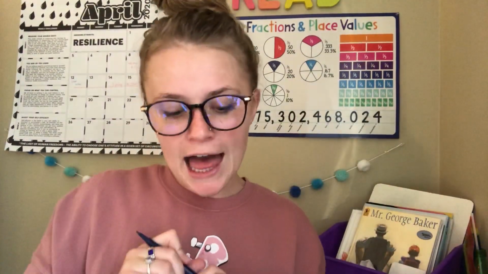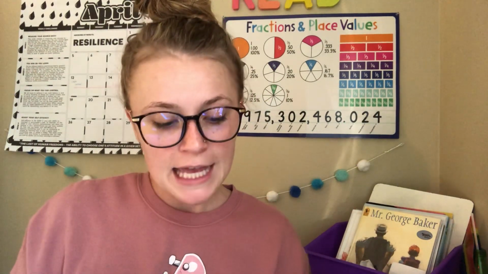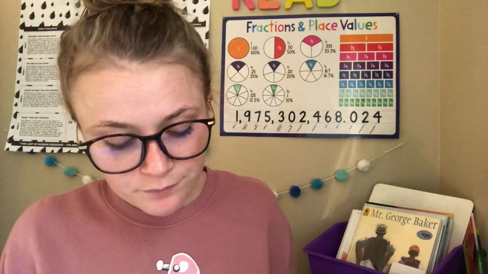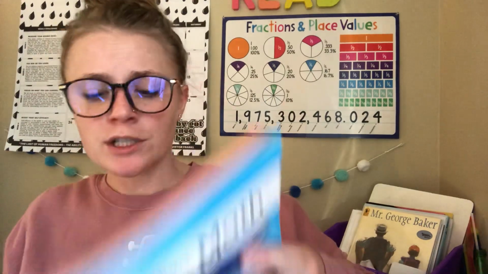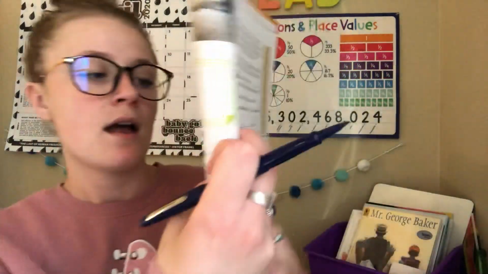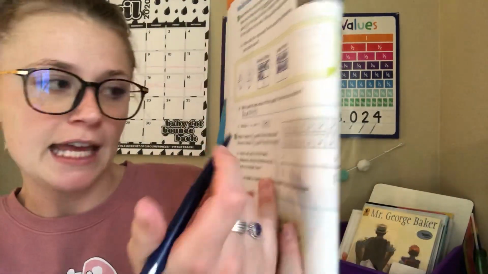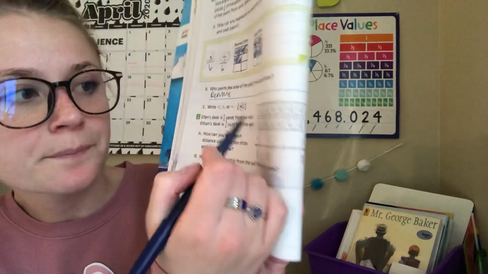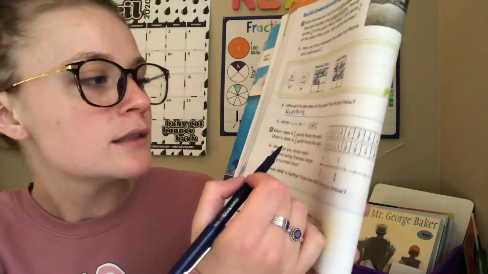Okay. Number 2 says, Ellen's desk is 7/4 yards from the wall. Ethan's desk is 3/4 yard from the wall. Part A says, how can you show each distance using fraction strips and a number line? So I'm going to represent how far away Ellen's desk is on this fraction strip here, okay? It's kind of like a bar model.